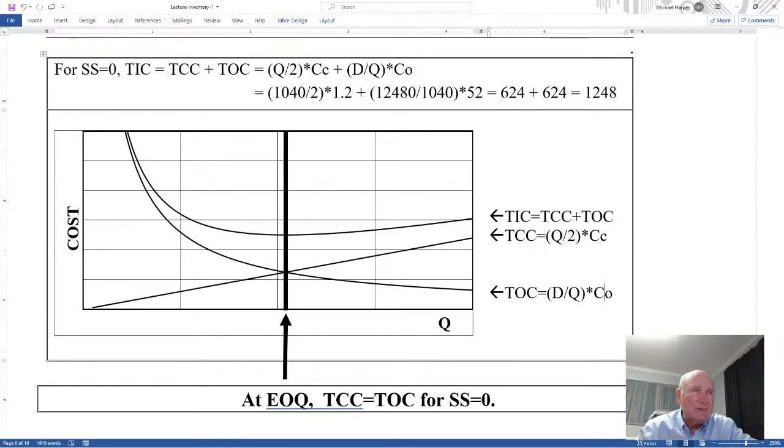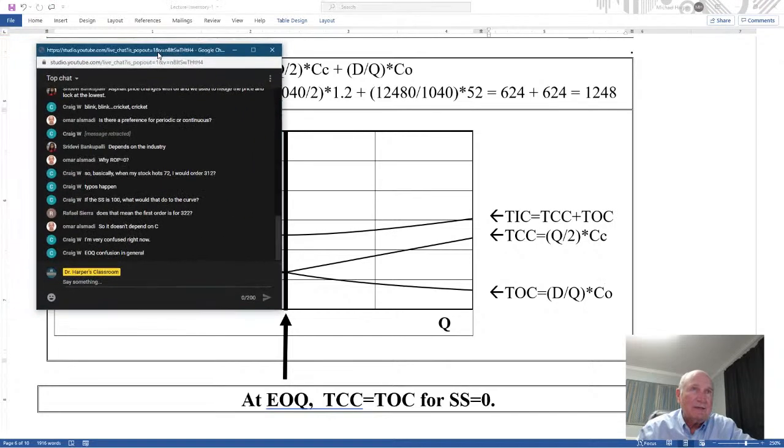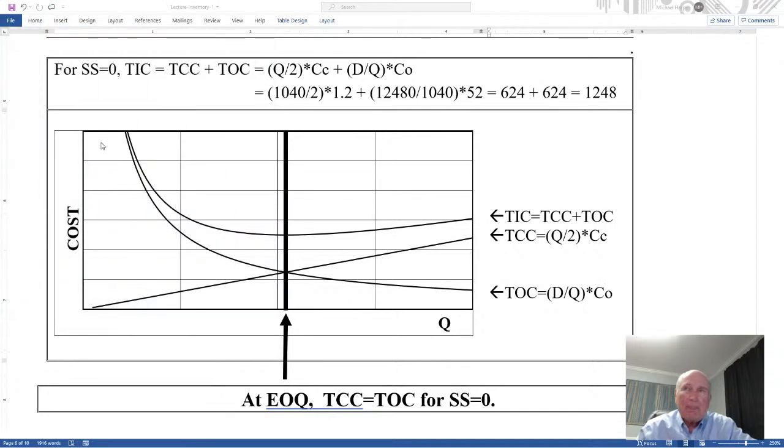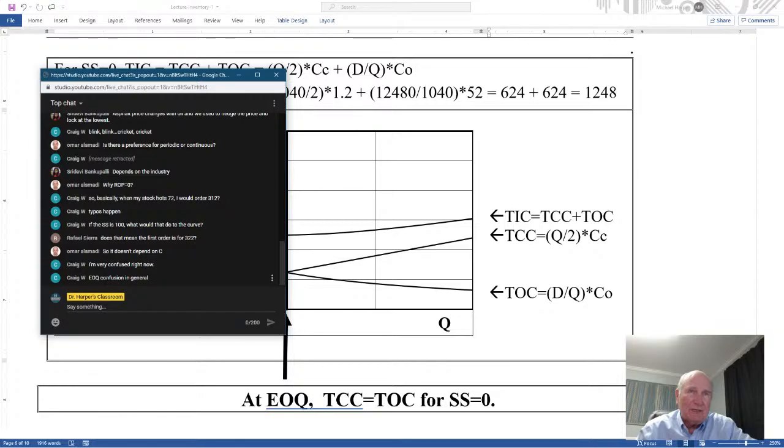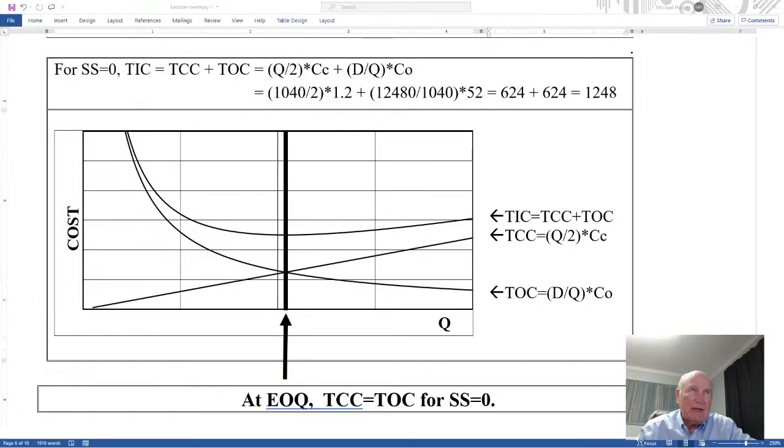EOQ confusion in general. I'll come back to that, Craig, in just a minute. Actually, if others are confused about what EOQ means, this is not going to make much sense. Let me go back and answer that again.